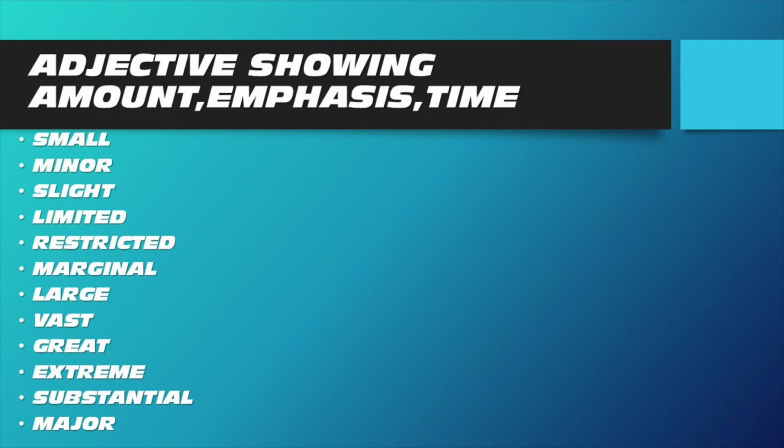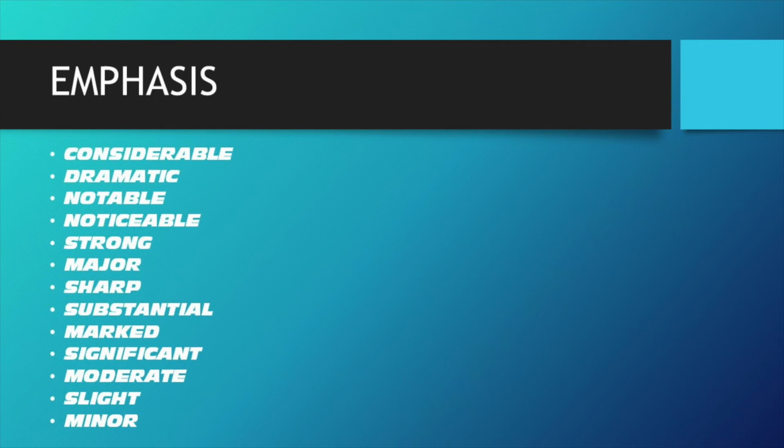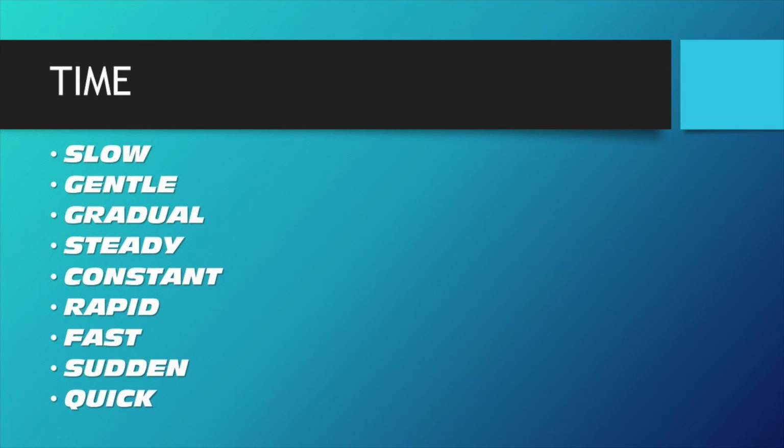The adjectives which show amount are small, minor, slight, limited, restricted, marginal, or large, vast, great, extreme, substantial, major, enormous. The adjectives which show emphasis are considerable, dramatic, notable, noticeable, strong, major, sharp, substantial, marked, significant, moderate, slight, minor. And the adjectives which show time are slow, gentle, gradual, steady, constant, rapid, fast, sudden, or quick.